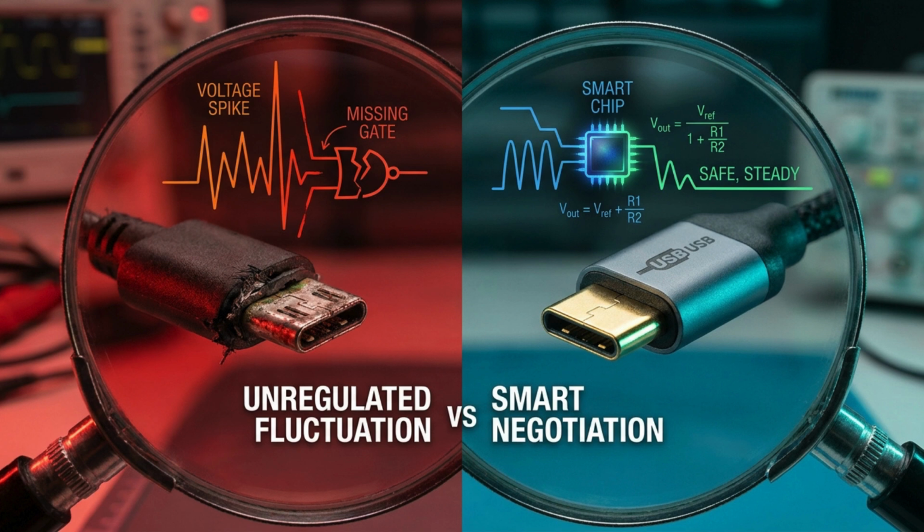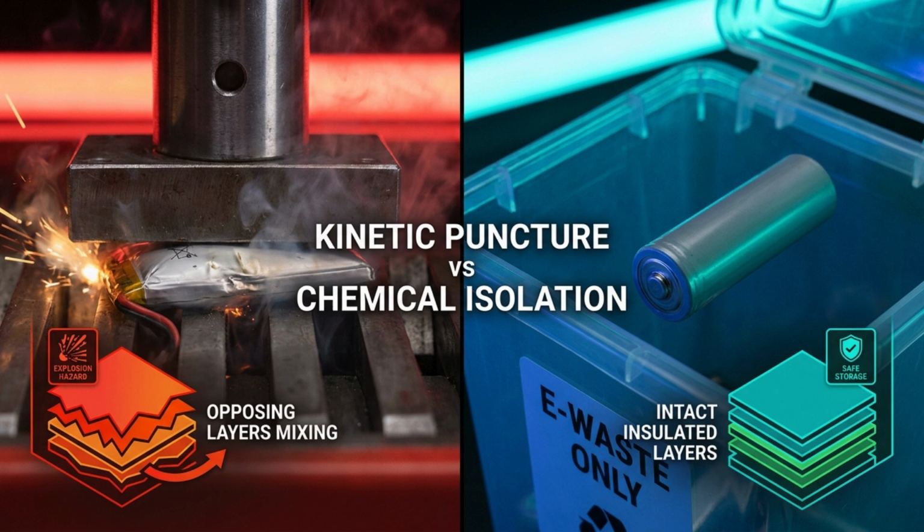Voltage fluctuation, microcontroller bypass. Using uncertified, ultra-cheap charging cables is an electrical gamble. They lack the required data pins to negotiate power levels with the device. This mathematically allows unregulated high-voltage current spikes to instantly incinerate the phone's charging IC chip.